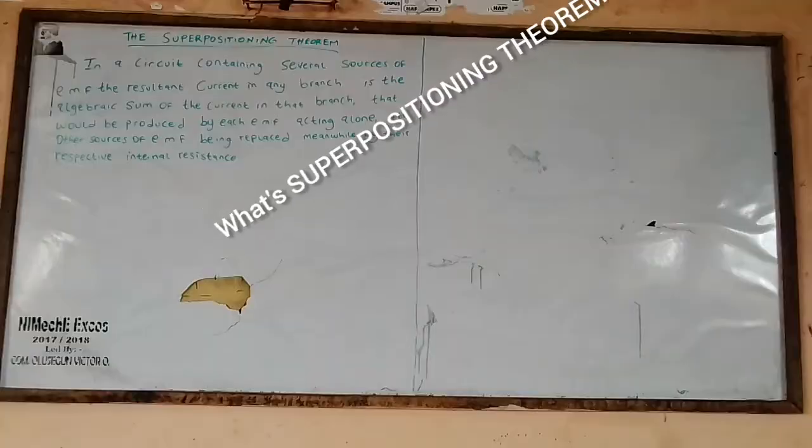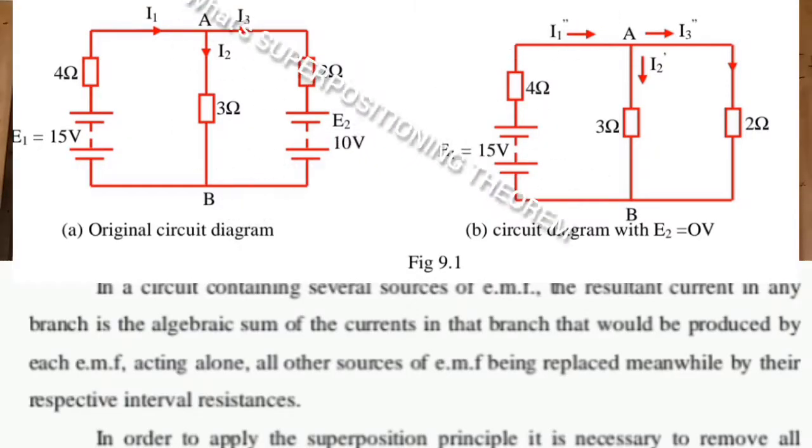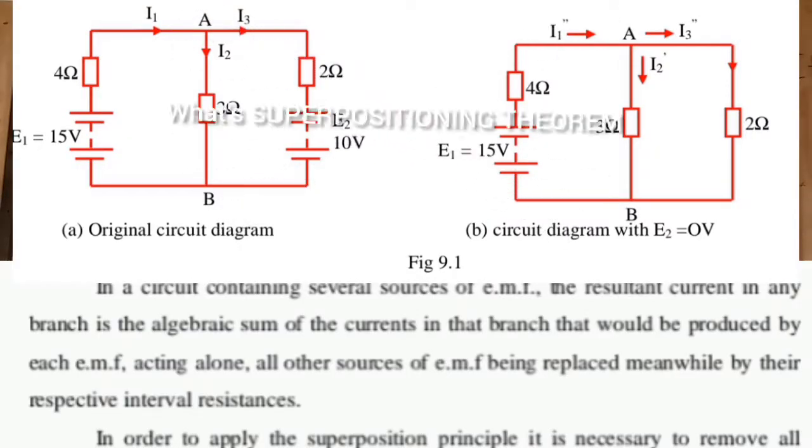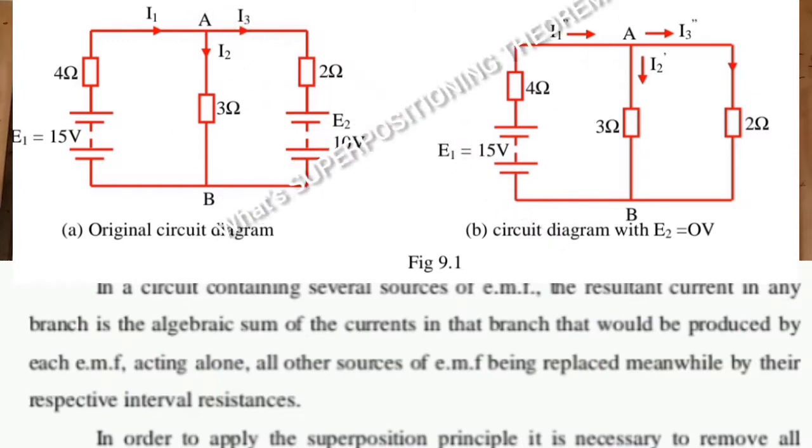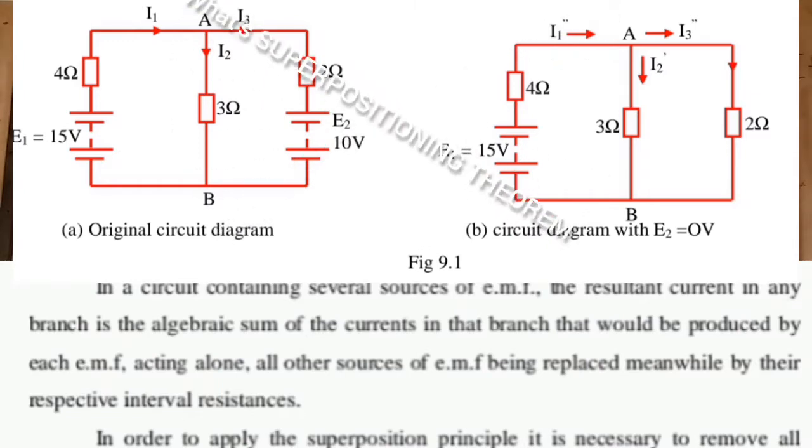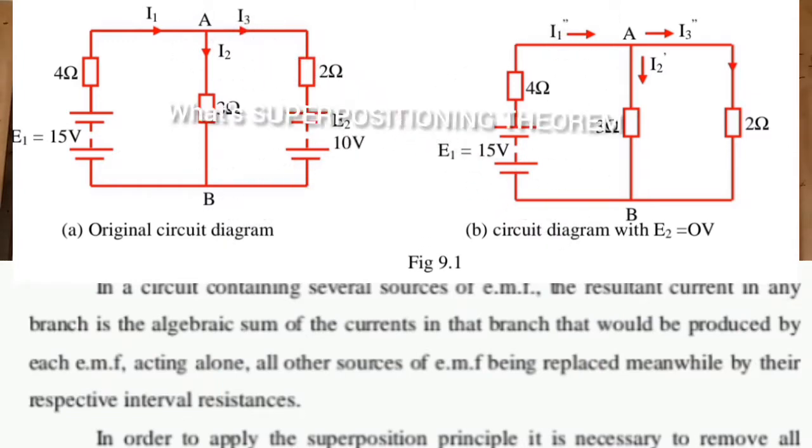In a circuit containing several sources of EMF, the resultant current in any branch is the algebraic sum of the currents in that branch that would be produced by each EMF acting alone, all other sources of EMF being replaced meanwhile by their respective internal resistances.